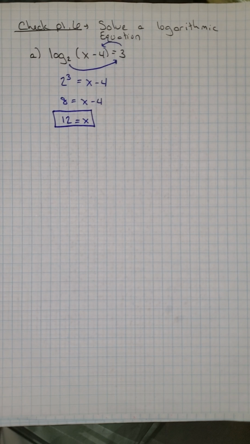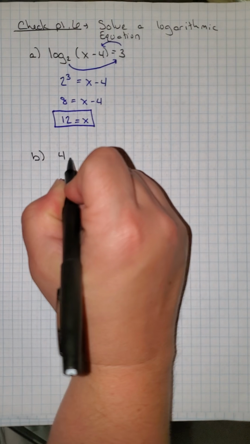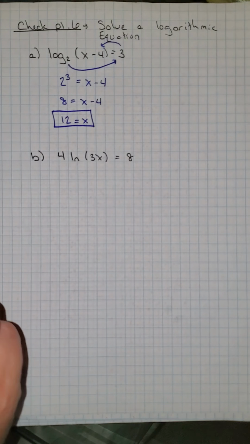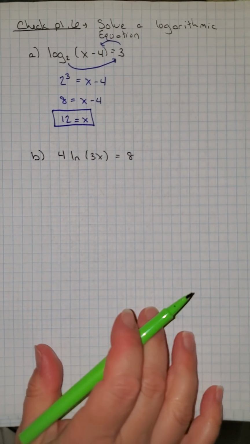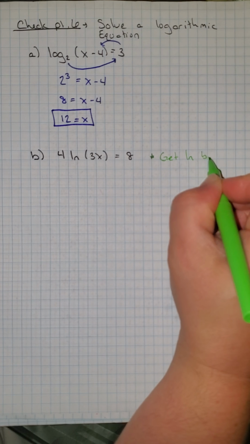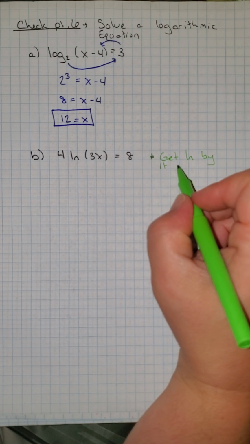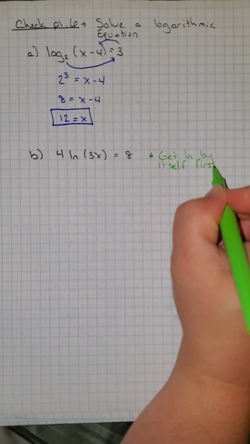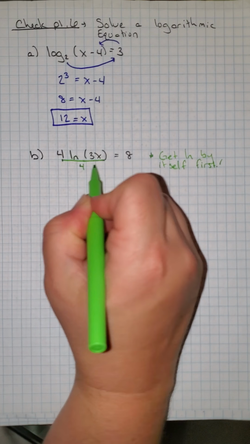All right, and let's look at problem B. Problem B, we have 4 times the natural log of 3x equals 8. Now, on B, the log is not by itself. So we need to get the natural log by itself first. I do apologize. A lot of times my LNs look like H's. Alright, so we're going to divide both sides by 4.